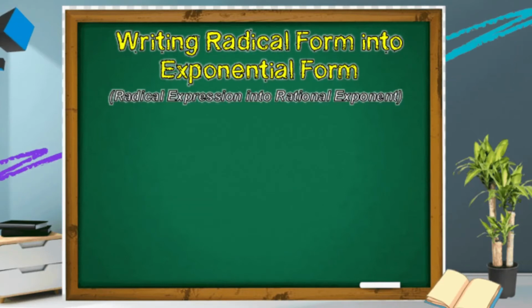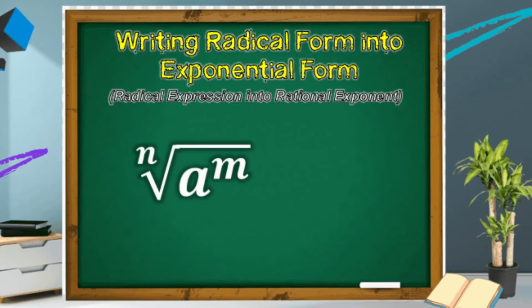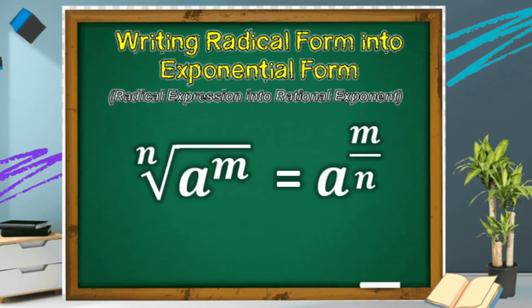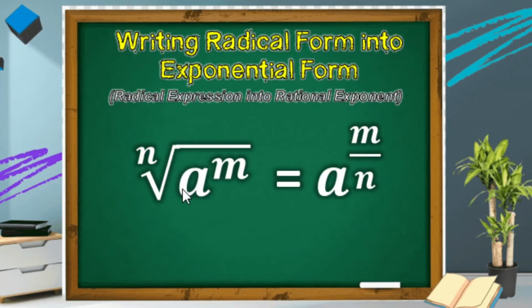How to rewrite radical form into exponential form, or how to rewrite radical expression into rational exponent. Nth root of A raised to m can be written as A raised to m over n. So, etong nth root of A raised to m is what we call the radical form. Eto namang A raised to m over n is what we call the exponential form.